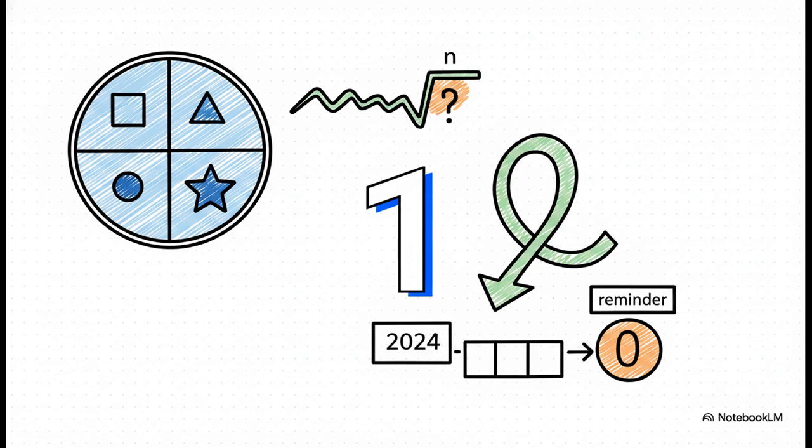And here's the solution. 2024 divided by 4, it works out perfectly. It goes in 506 times with a remainder of 0. Now, a remainder of 1 would be the first digit, 2 the second, and so on. A remainder of 0 means we landed exactly on the last number of a cycle, and the last number in our 4-digit pattern is 1. That's it. That's the answer.